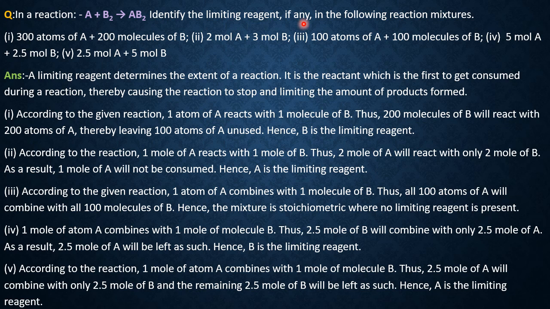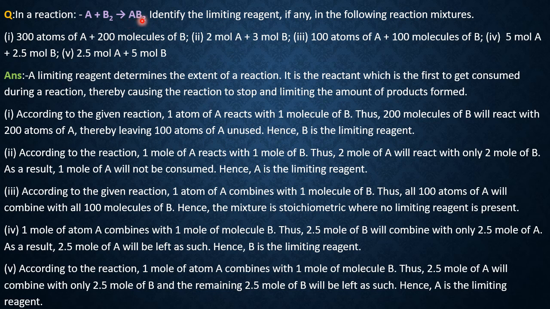First combination: 300 atoms of A plus 200 molecules of B are mixed. Out of these two, which one is the limiting reagent? Let us go to the balanced chemical equation. 1 mole of A reacts with 1 mole of B2 to give 1 mole of AB2. Or in terms of atoms, it is 1 atom of A and 1 molecule of B2.